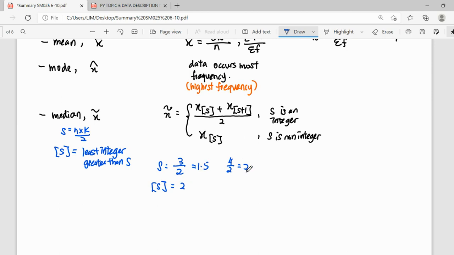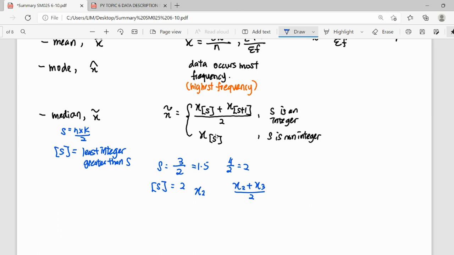Kalau kita dapat integers, kita tahu okay, data yang sedia ada, data nombor 2 dengan data yang seterusnya. So bila kita nak ambil keadaan ini, kita akan ambil data nombor 2 tambah data nombor 3 bahagi 2. Kalau kita dapat keadaan S is not integers, kita akan ambil data nombor 2. Beginilah kita cari median. So ini adalah konsep percentile. So if you notice that your quartile, your percentile, all use the same formula like this.